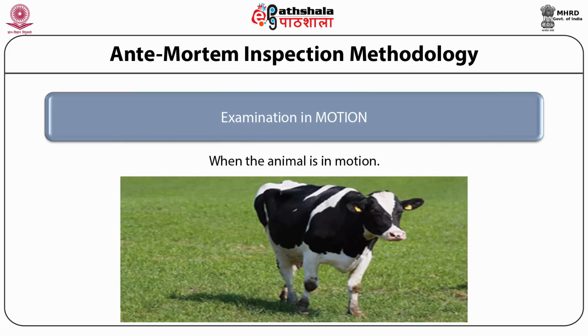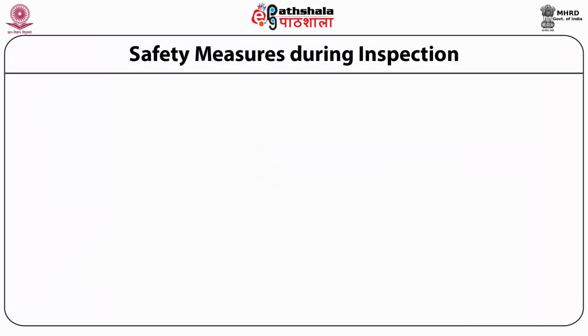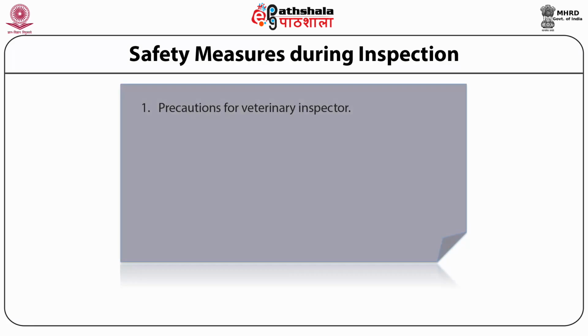Undisturbed and normal conditions are required for the complete examination, as aggressive and frightened animals obviously exhibit abnormal behavior. There are some important safety measures that should be taken care of during ante-mortem inspection. First, the veterinary inspector should never go into a pen of large livestock. This is especially true of a pen with a bull.